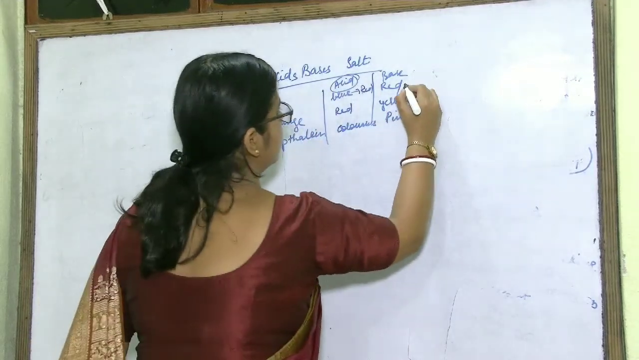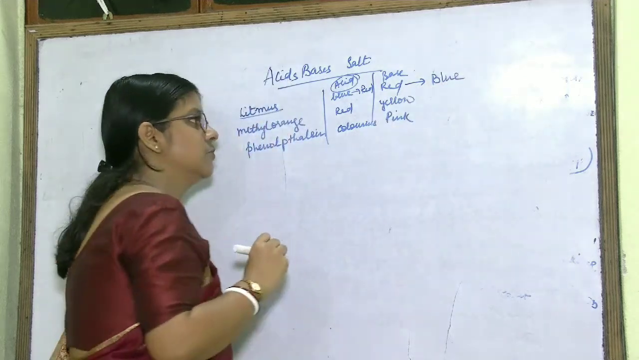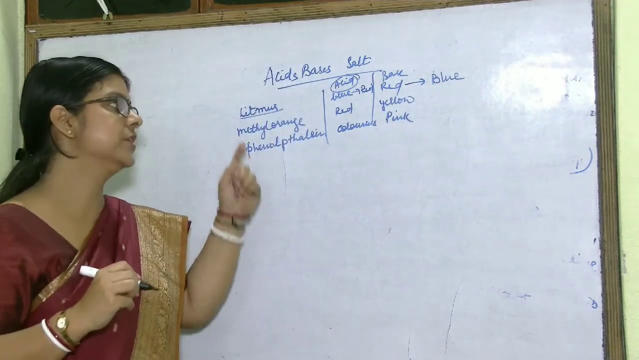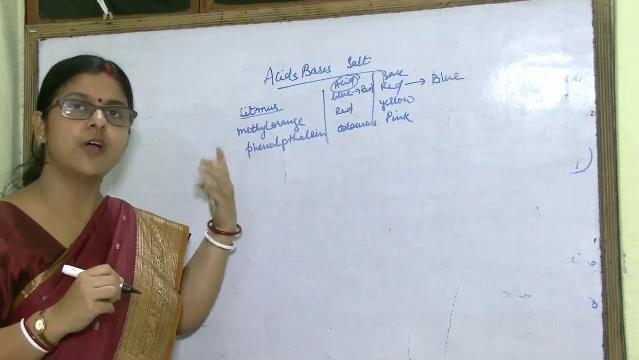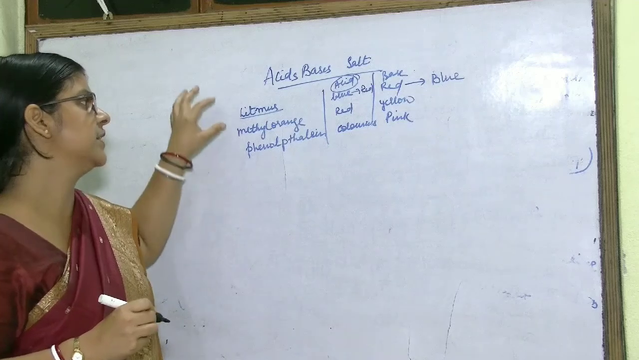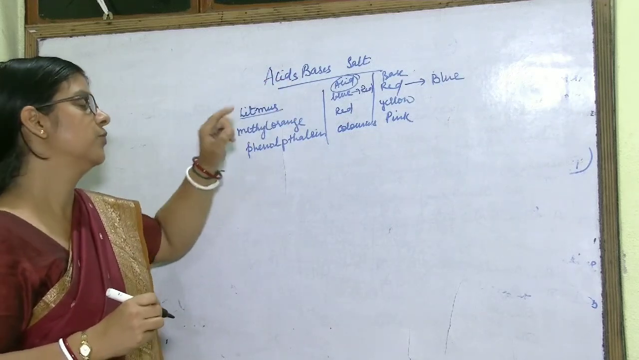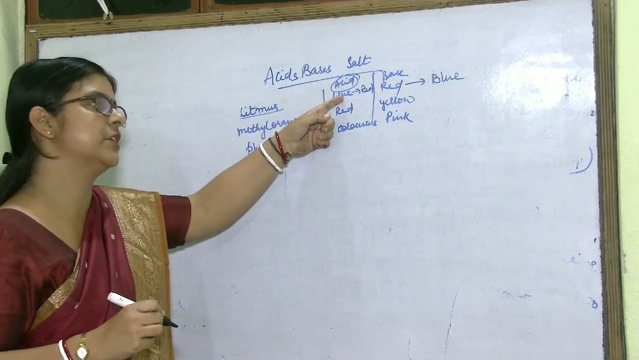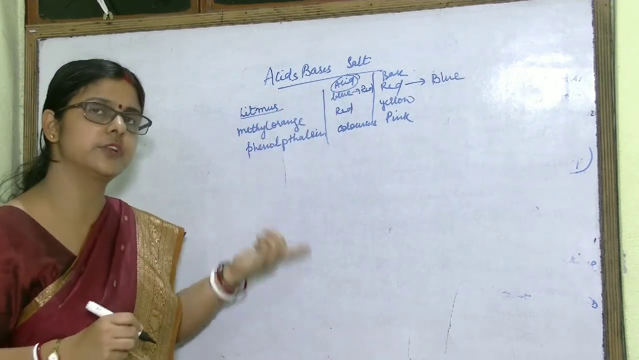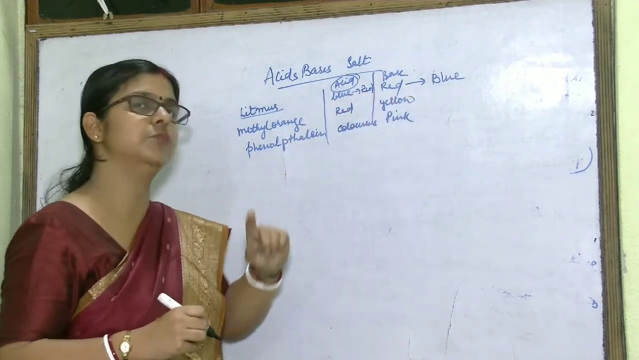And in base, what happens? Red litmus turns blue. This you might have studied. You have studied in standard 7, 8, that litmus paper or litmus solution. So acid turns blue litmus solution red or blue litmus paper red, and base turns red litmus solution blue.